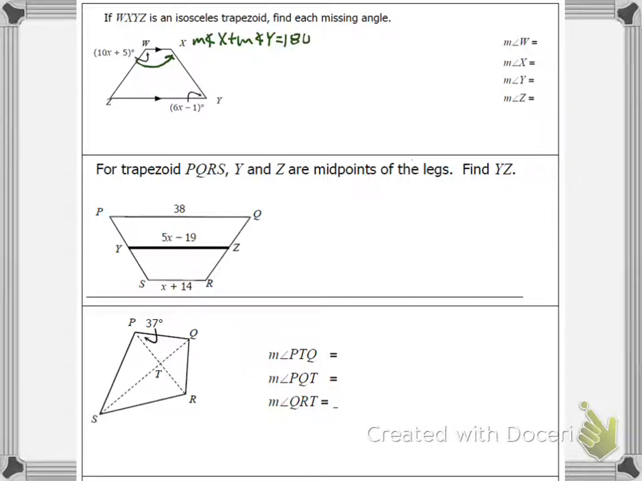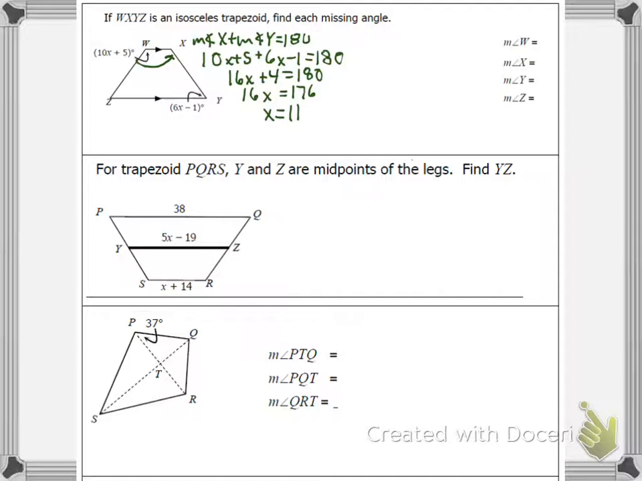So I know that the measure of angle x plus the measure of angle y has to add to 180. So we're going to say 10x plus 5 plus 6x minus 1 equals 180. So that's 16x plus 4 equals 180. 16x equals 176. 176 divided by 16 comes out to be 11.